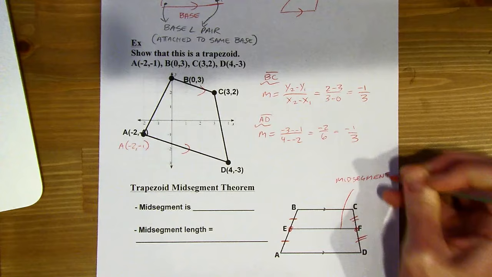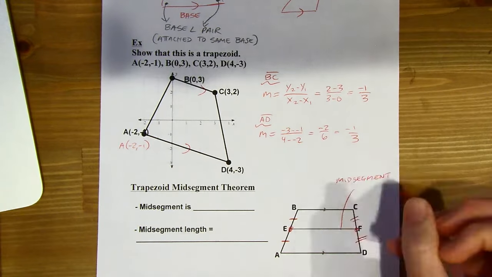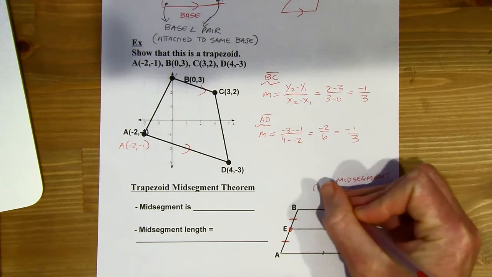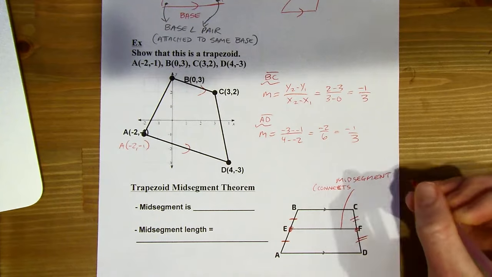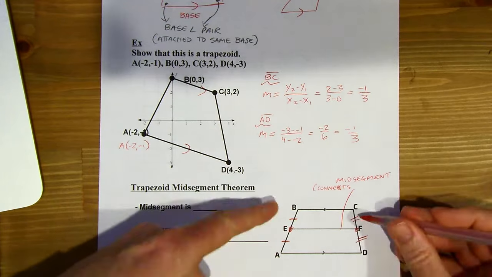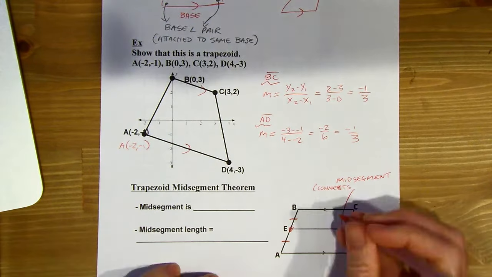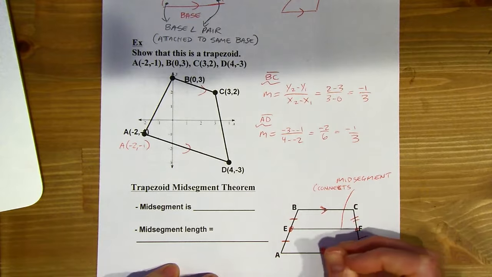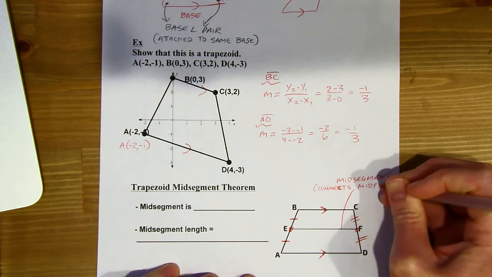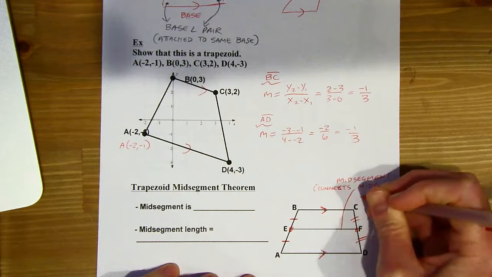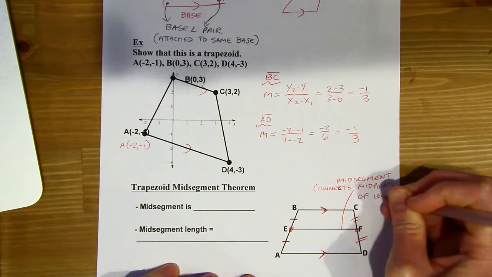I should define this too. It connects the midpoints of the legs, the non-parallel sides, right? Because my parallel sides are the bases. So it connects midpoints of legs of a trapezoid.